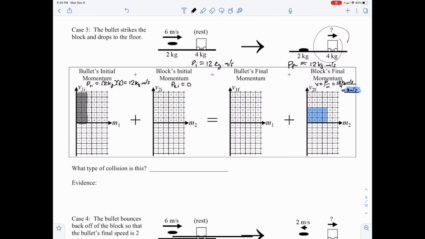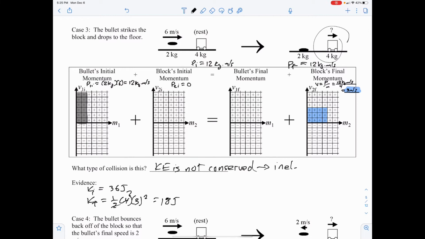Let's see what type of collision this is. Well, initial kinetic energy is 36 joules. That didn't change. The final kinetic energy is going to be 1/2 times 4 times 3 squared, which is 2 times 9, or like in case 1, 18 joules. Kinetic energy is not conserved. That means this is an inelastic collision.